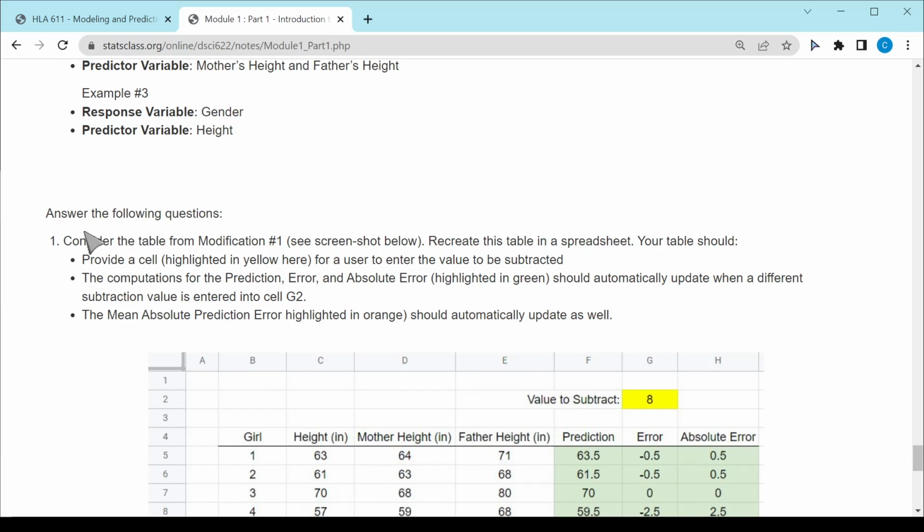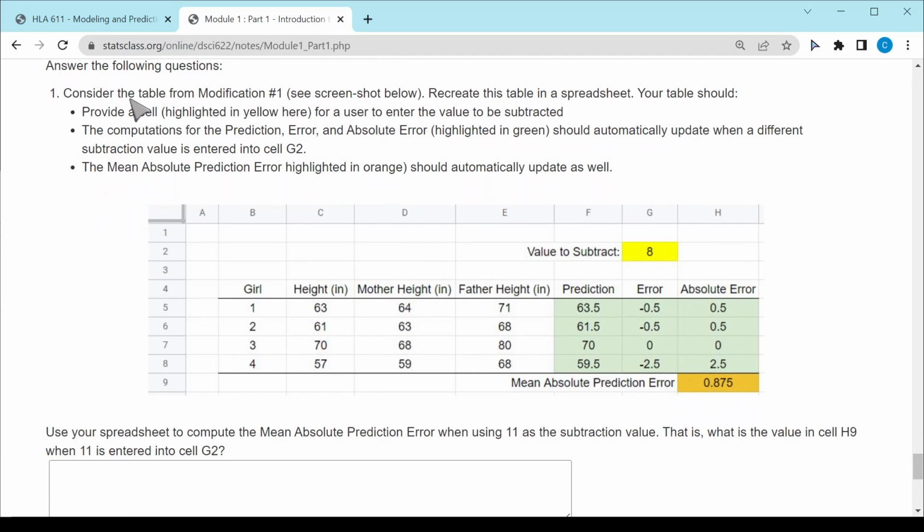Okay, so let's talk about the tasks that I would like you to complete. I want you to reconsider this table that we used up above in example number 2. I want you to recreate this table in a spreadsheet. And here's what I'd like your spreadsheet to do. I'd like you to allow for a user to put a certain value to subtract in that cell there. So you can see that I have 8 there, but I'd like you to be able to put 10 in there or 12 in there. Any of these green cells should automatically update based on what value you have to subtract.